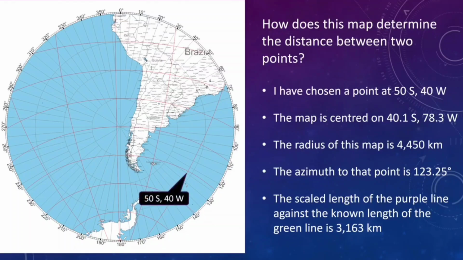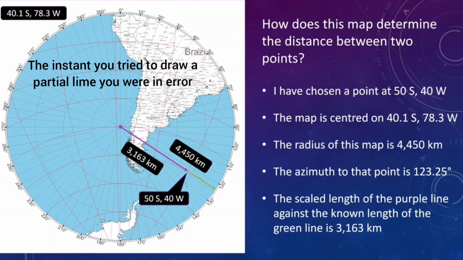And I've chosen a point where lines of latitude and longitude cross, just to make it easier. And that point that I've chosen is 50 degrees south, 40 degrees west, which is just northwest of South Georgia Island. Right, so as before, the map is centered on 40.1 south, 78.3 west, and the radius of the map is 4,450 kilometers. Now, using the dimensions of these green and purple lines, I can work out that the azimuth of the point is 123.25 degrees, and by scaling the lengths, I can work out that this map is telling me that the point is 3,163 kilometers from the GP.